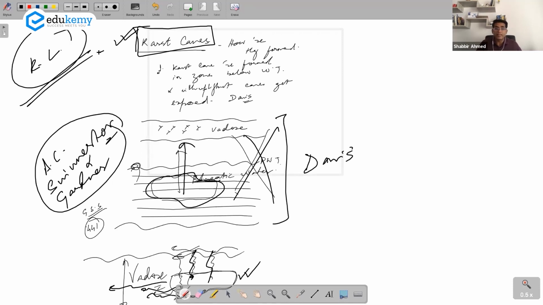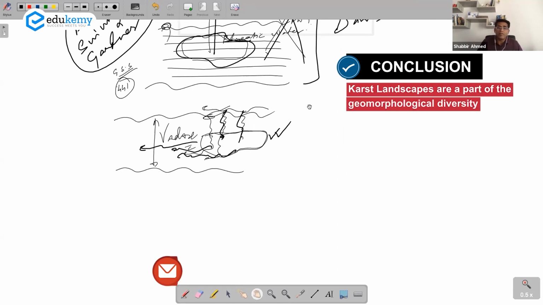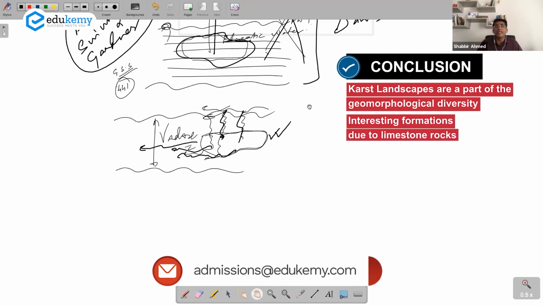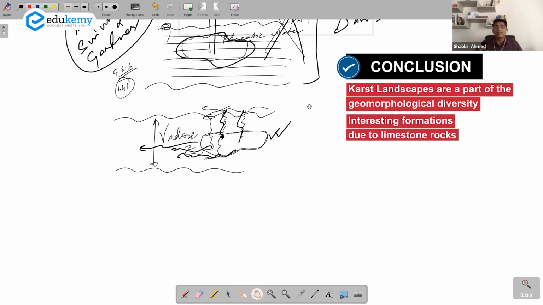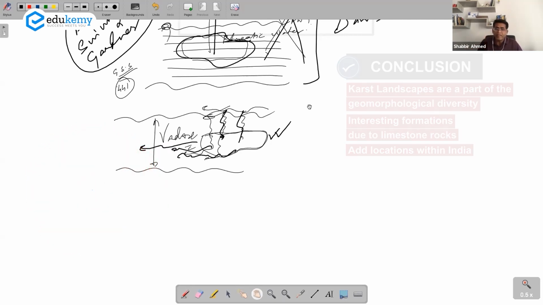Karst caves. In the conclusion, you can mention this idea, that karst landscapes are part of the geomorphological diversity, very interesting formations because of the local limestone type of rocks in India. They are found in so and so places. They are important tourist locations. Similarly, find some applied aspects for the answer.